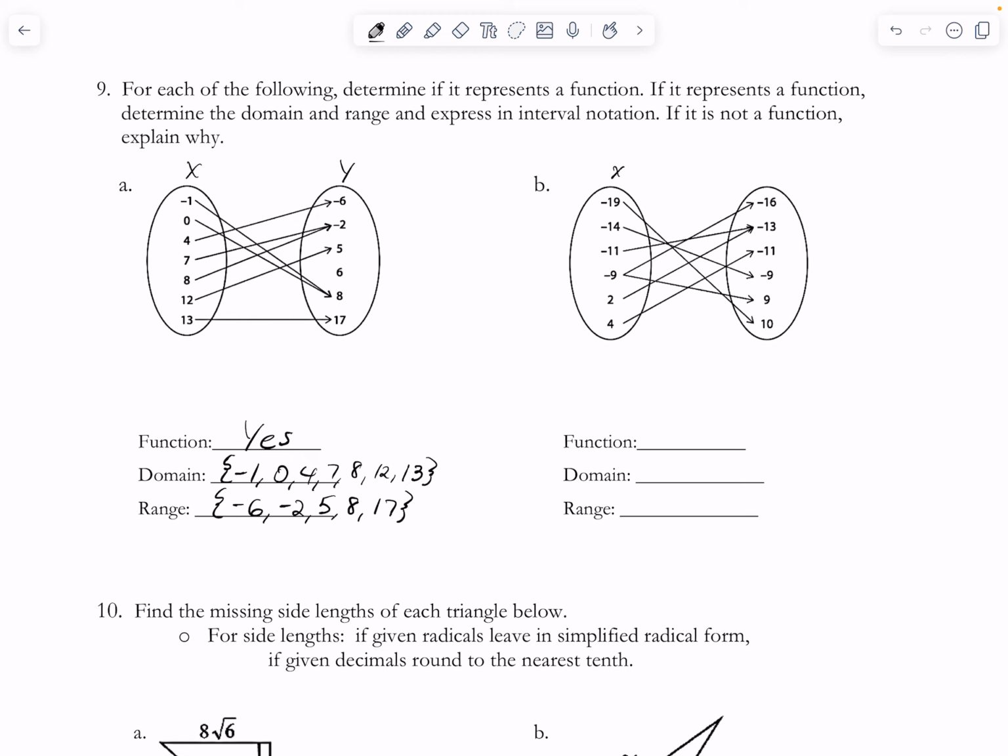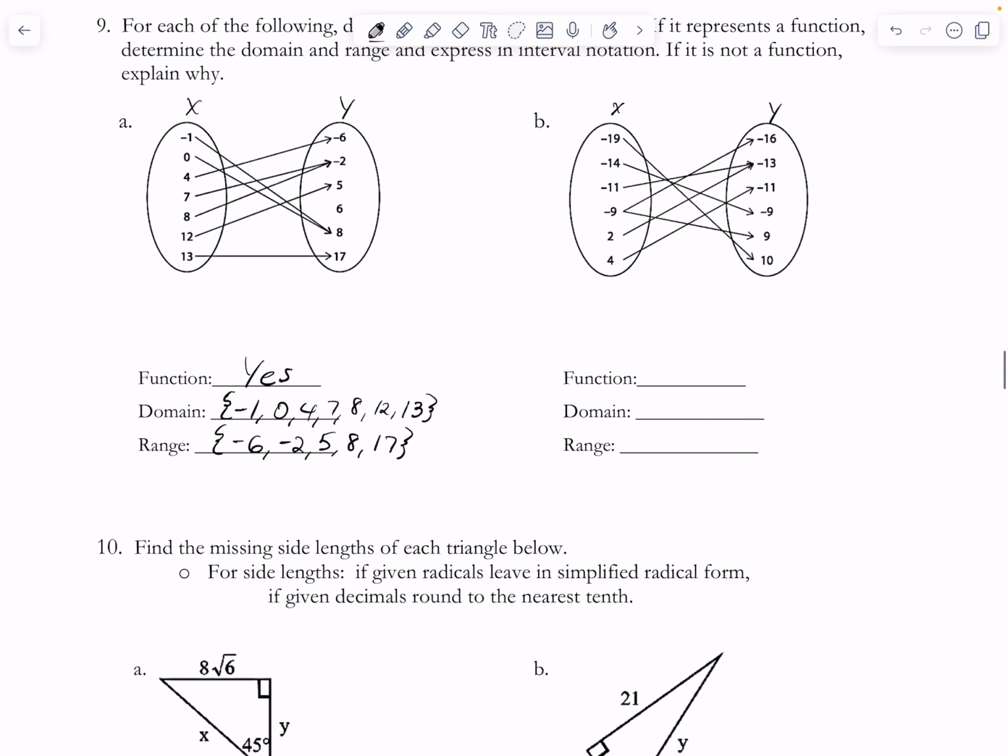Again, I'm going to assume that this is x and this is y. All right, so we're going to have, is it a function? Do I see 2? Uh-oh, I do. It looks like right here, -9 is going to -16, and -9 is going to 9. So that's like these ordered pairs. If you were to plot -9, -16, and -9, 9, that would fail the vertical line test. That would be 2 points on the same vertical line, so this is not a function.